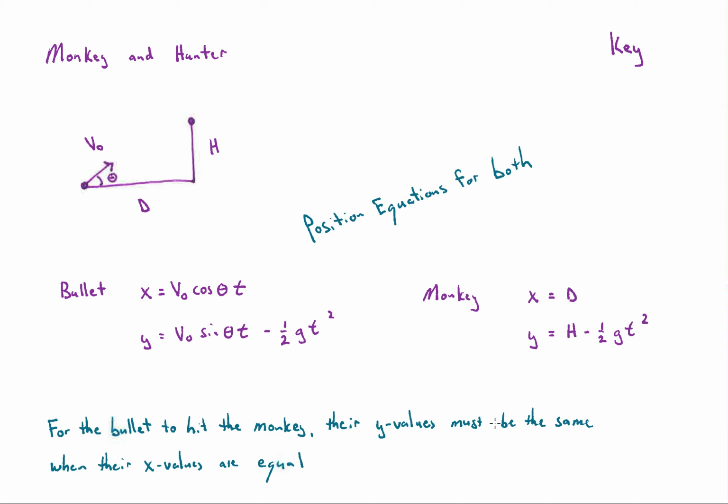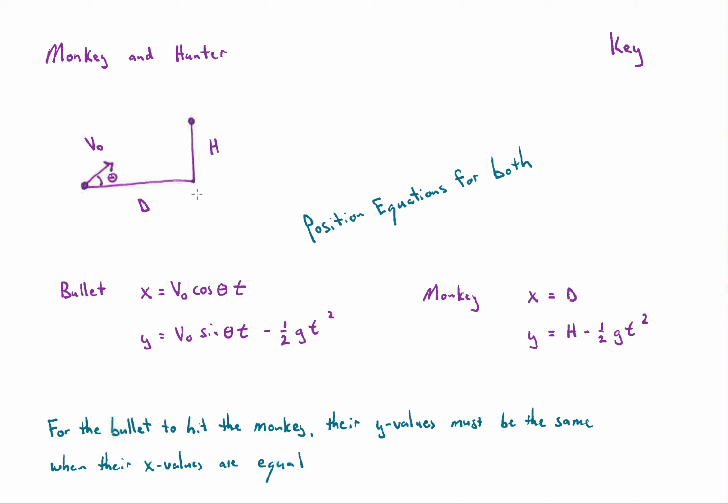The monkey and hunter question. And so our hunter is here, and he is launching his Nerf gun at some V0 at some angle. They're a horizontal distance apart. When the hunter fires the Nerf gun, the monkey drops off the limb, and the limb is H high here. And the question is, what angle do you use in order for the Nerf gun to hit the monkey?